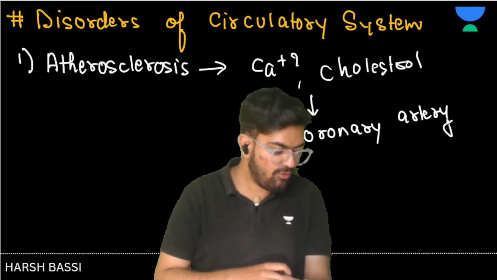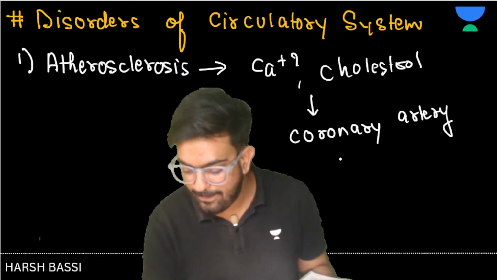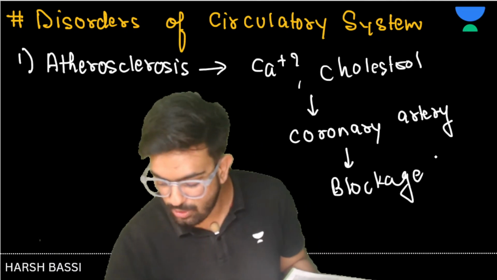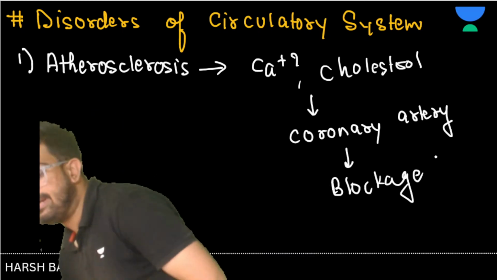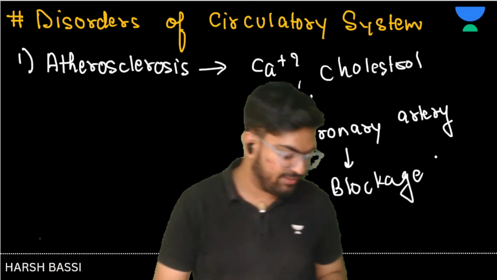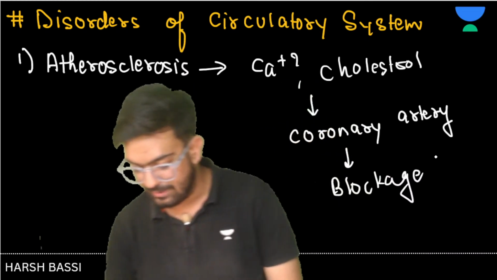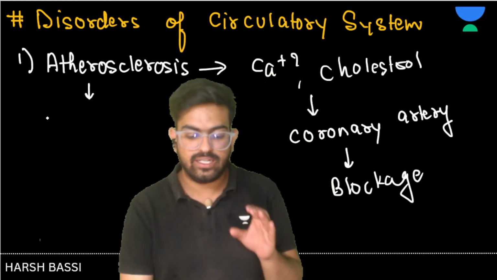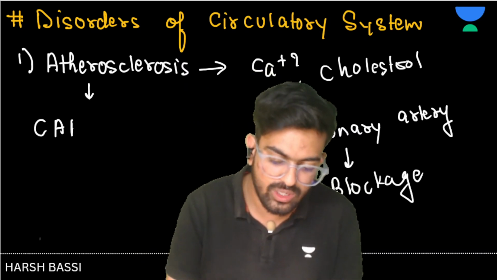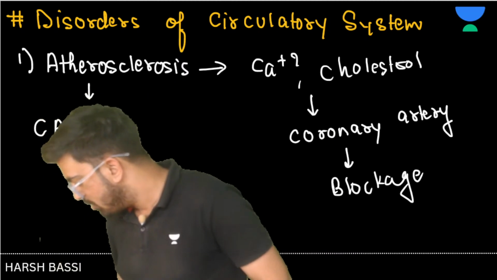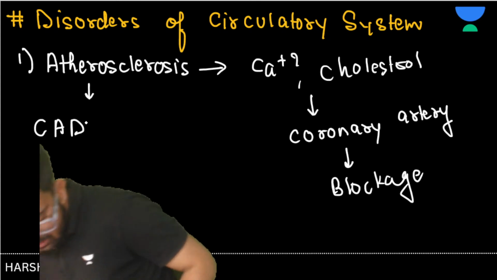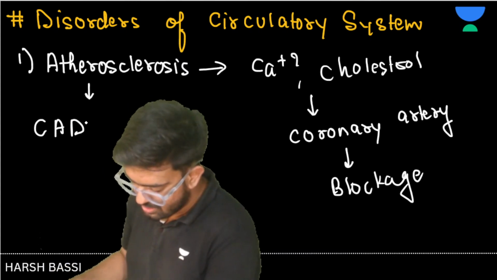Now what will happen? Blockage will happen. It will create a blockage and the flow of blood to the heart will be reduced. Clear? In NCERT, there is a term known as CAD, which is coronary artery disease. Clear to everyone? CAD, coronary artery disease.